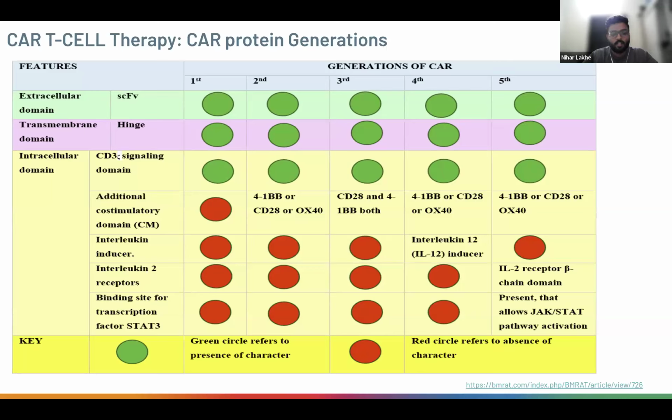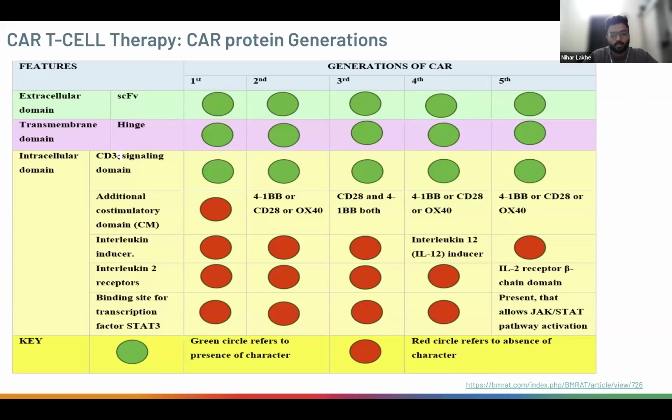In second generation, there was addition of a co-stimulatory domain. This co-stimulatory domain helps in efficiency of the T cells and their persistence. In second generation, we added proteins such as 41BB or CD28. We only added either of those to have this effect. Now, the second generation was then modified to utilize both CD28 and 41BB that further increased its efficiency and became the third generation.